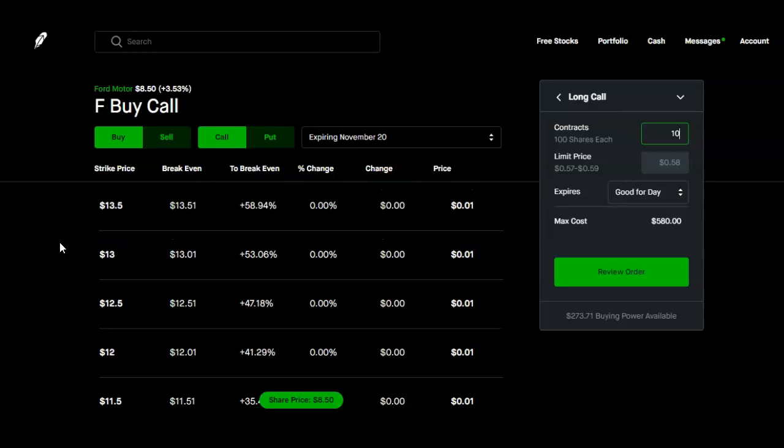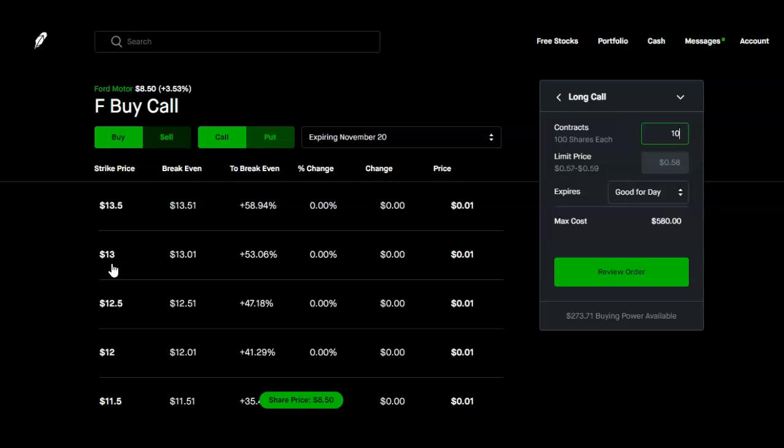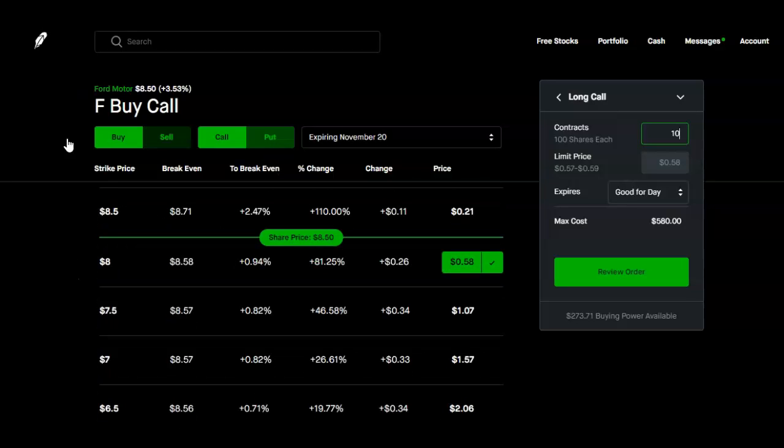And then now on the flip side, that's the same with puts. So the same with puts is that when you think a stock is going to go down in price. So it's basically the exact same thing, it's just the opposite direction. So let's do a quick example here of a.